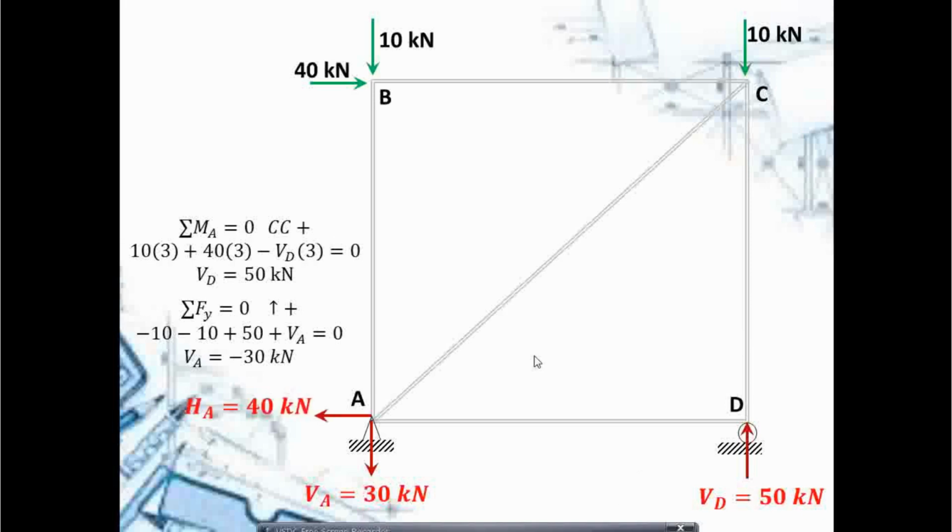Next, I'm going to take the summation of forces horizontal. Since there is only one external force along the horizontal, that means HA is equal to that 40 kilonewtons, to counteract that 40 kilonewtons. So, the direction of HA is to the left. That is how we solve the reactions.